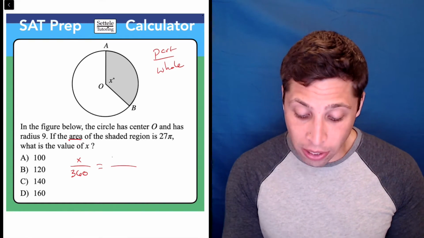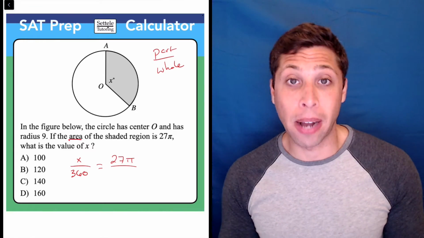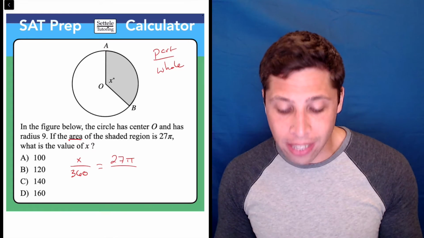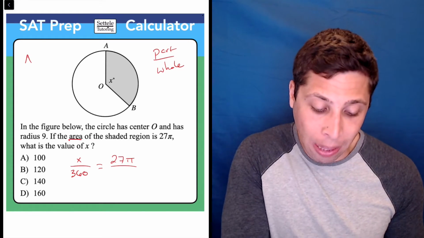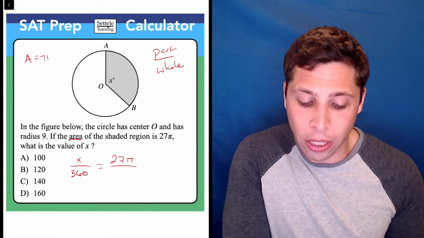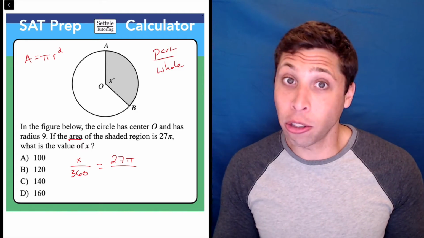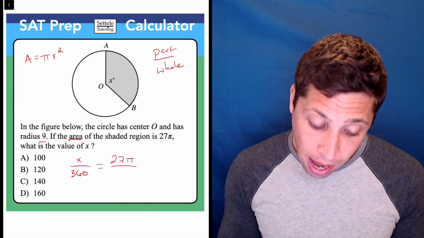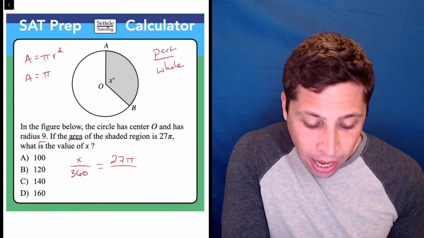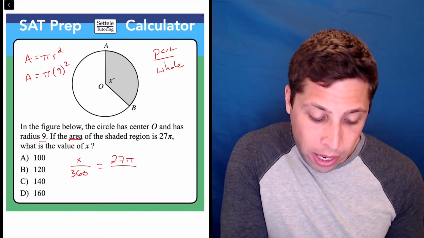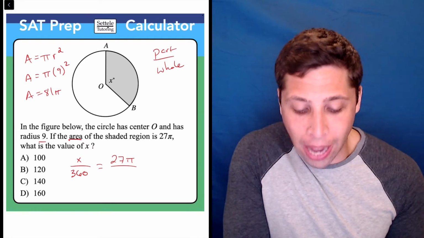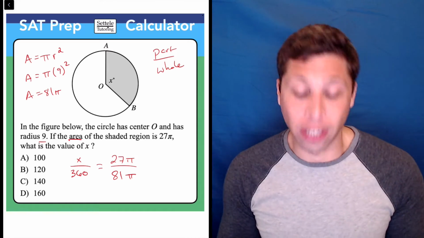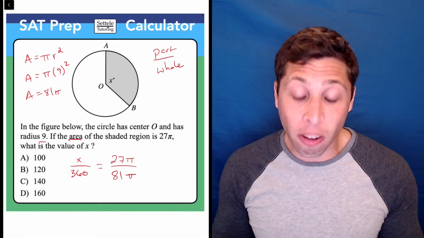So they do just give us the area of the shaded region is 27 pi. Now we always can figure out the whole area if we have the radius because we are given the formula at the beginning of the section. The area of a circle is pi r squared. To be honest, you should memorize that, but they do give it to you just in case. So we have the radius, it's 9, so we can calculate the area as pi times 9 squared, which would be 81 pi. So it's the area of the entire circle, and so that's going to go on the bottom of my fraction. And now I have a proportion that I can solve by cross multiplying.